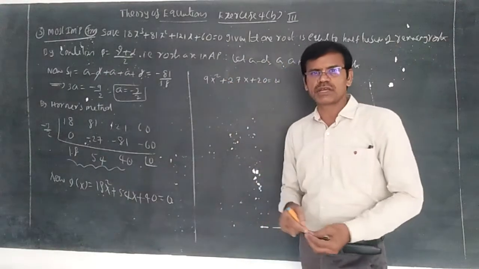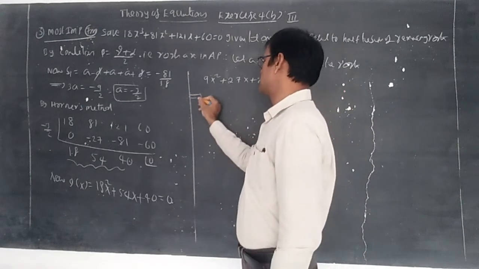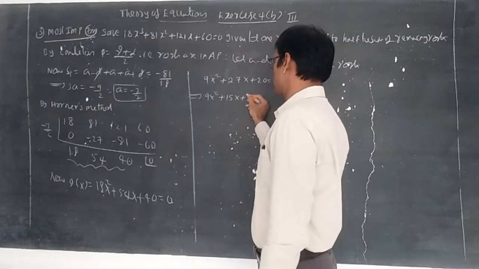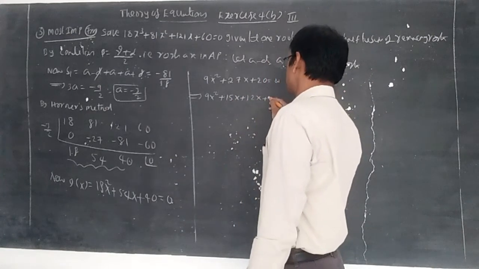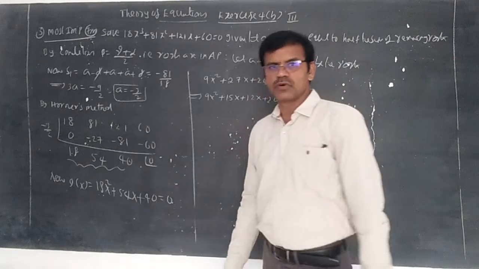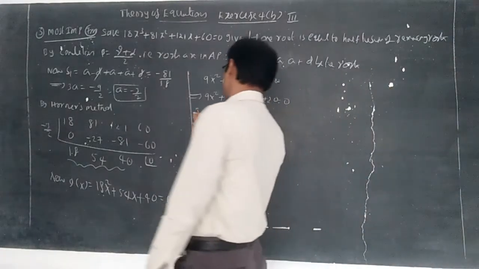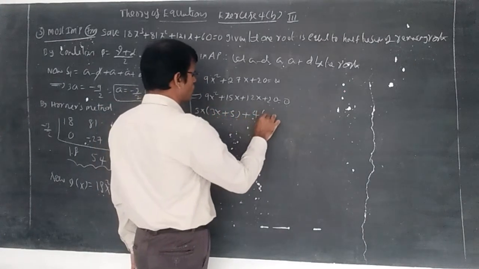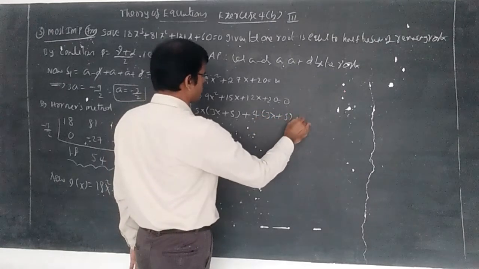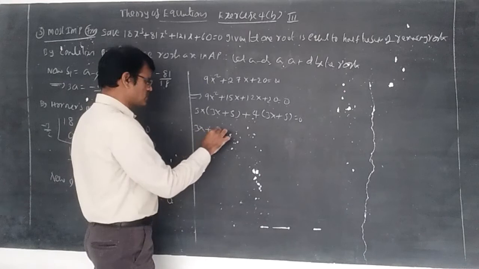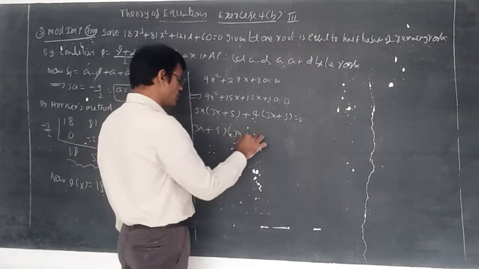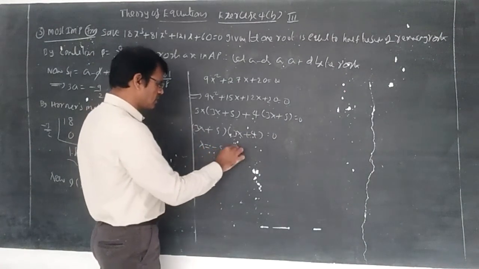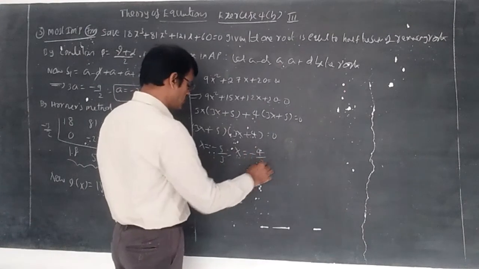9 20s are 180 and 15 12s are 180. Split the middle term, or factorization. 9x square plus 15x plus 12x plus 20 is equal to 0. We can take common 3x here, so it becomes 3x plus 5, and you can take common 4 here, it is 3x plus 5 equal to 0. So 3x plus 5 into 3x plus 4 is equal to 0. You can understand x is equal to minus 5 by 3, x is equal to minus 4 by 3.